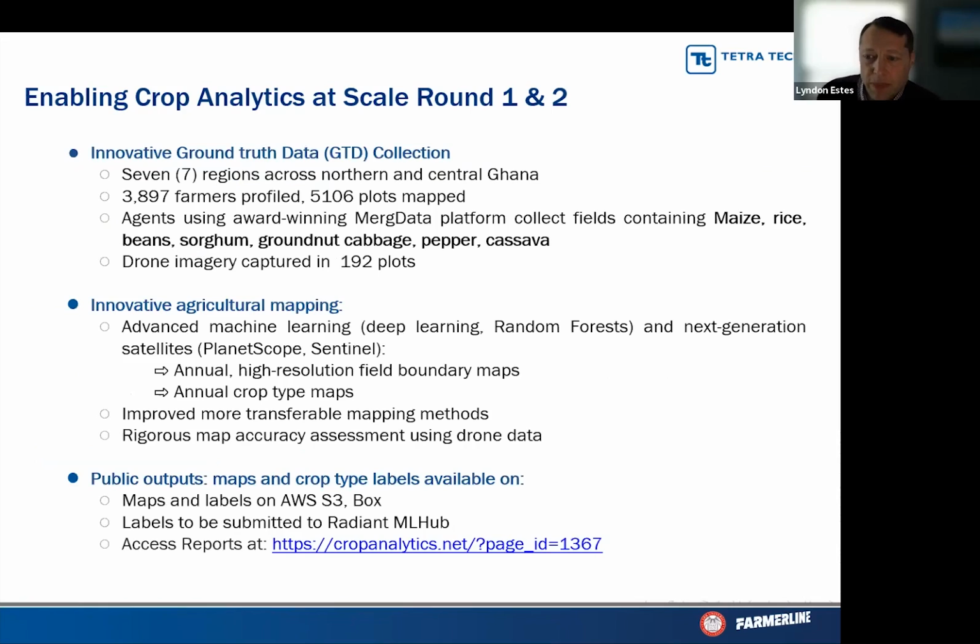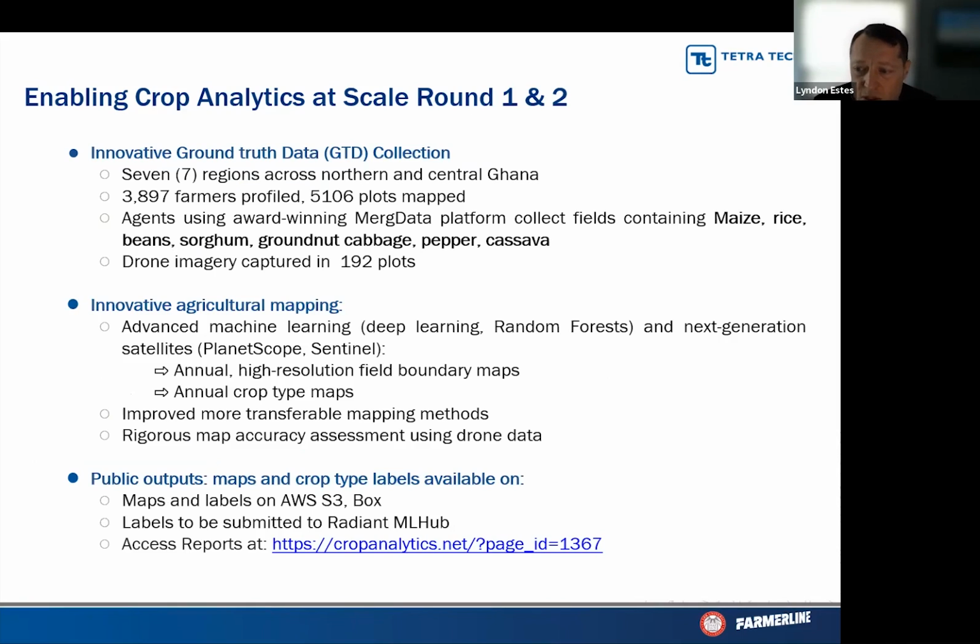Next slide, please. So just a little more detail on the methods and results. We've collected ground truth data over 7 regions across northern and central Ghana, with Farmerline's agents visiting nearly 4,000 farmers on the ground and using their innovative Mergdata platform to precisely map the boundaries of more than 5,000 fields containing maize and several other key crops. We've also captured 192 drone images over the same regions.